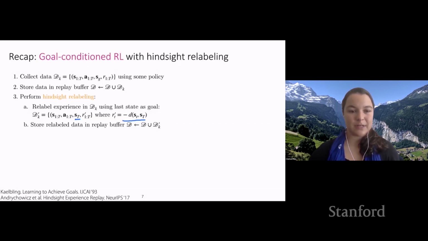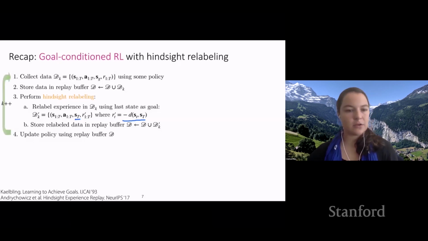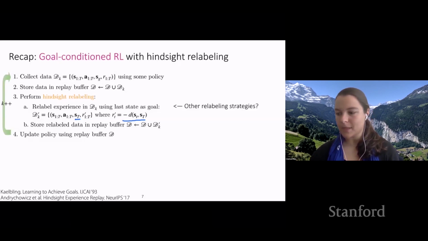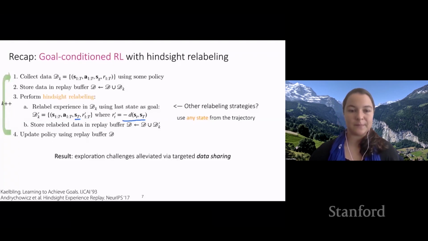Once you store this relabeled data in your replay buffer, you can then update your policy using all of the data that you have, including the relabeled data. And then you can iteratively apply this process. There may be other relabeling strategies as well. In this case, we relabeled with the final state that we reached as the goal, but you can also use any state from the trajectory. This will allow you to alleviate exploration challenges by trying to target the way that you share data across tasks.